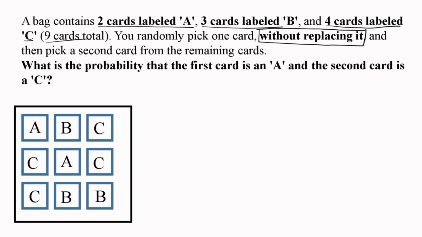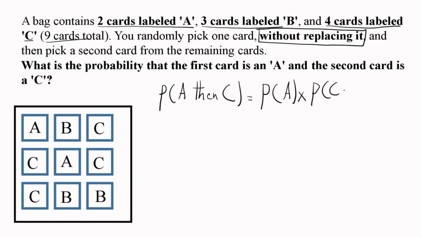What is the probability that the first card is A, so P of A, and the second card is a C, so P of A then C. We are looking for this probability. It is gonna be P of A, based on the formula that I taught you, times P of C after A. Okay, let's calculate each one of them separately.